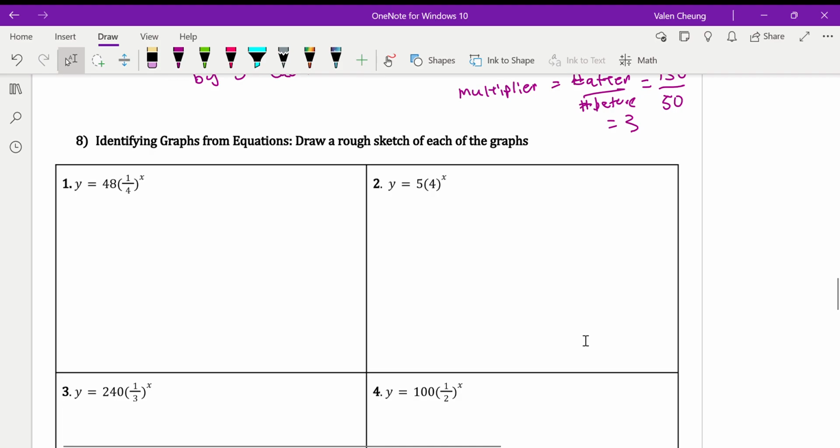In this video, I'm going to teach you how to draw a rough sketch of exponential equations. So we know that an exponential equation goes in the form of y equals a parentheses b to the power of x. A is the starting value and b is the multiplier.